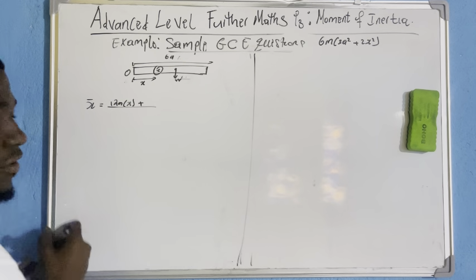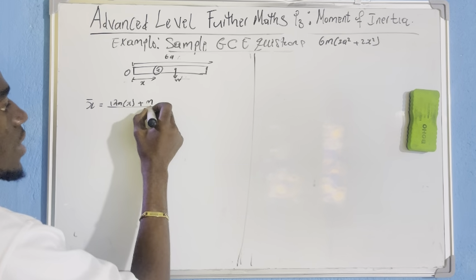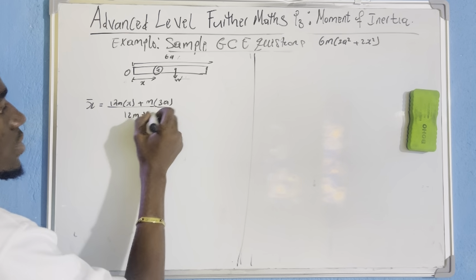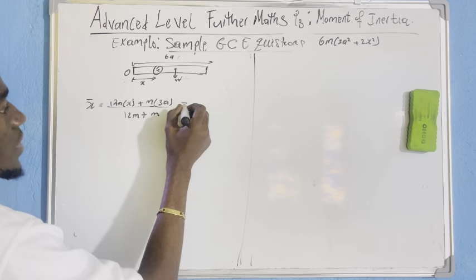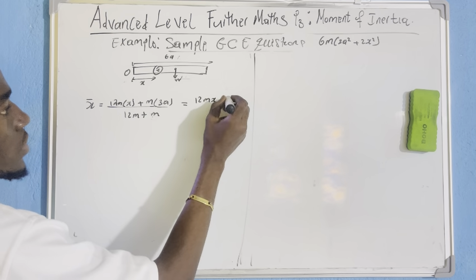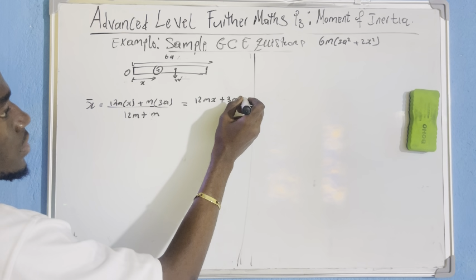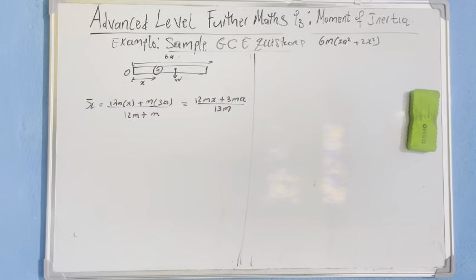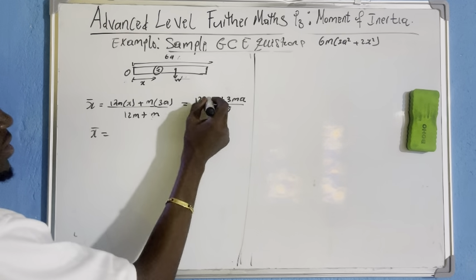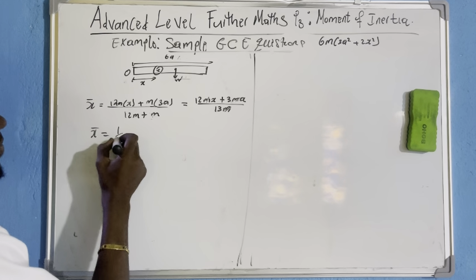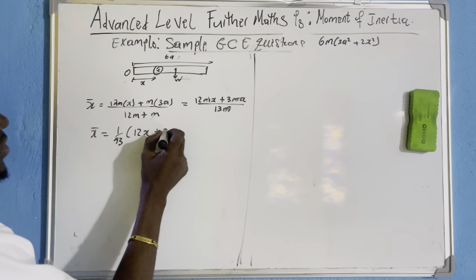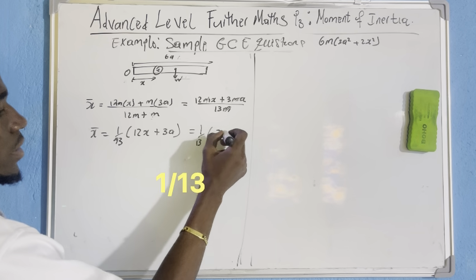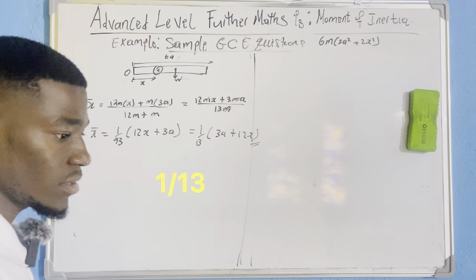Then plus the mass of the rod, which is m. And the distance from the center of the rod is how many? 3a. Then divided by 12m plus m. So making the answer here to be 12mx plus 3ma, divided by 13m. We can also see that in x bar, m cancels here. Now factorize it. I'll have 1/3 into 12x plus 3a. I think there is a proof now. 1/3 into 3a plus 12x. There is a proof. As easy as that, you have your 2 marks.